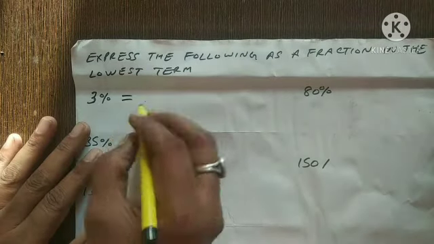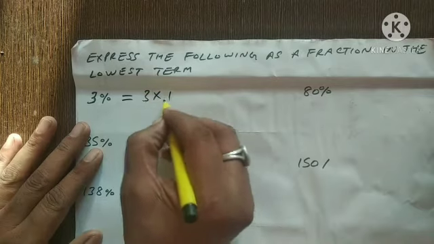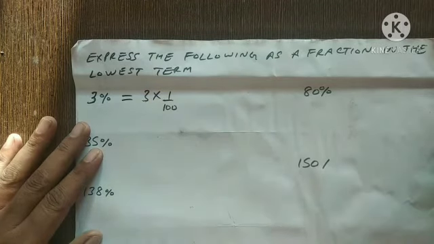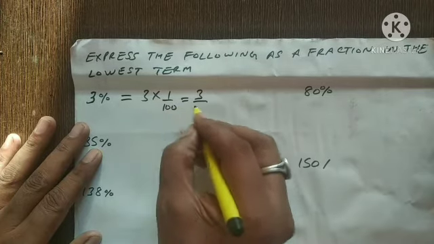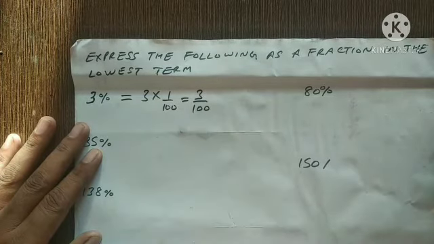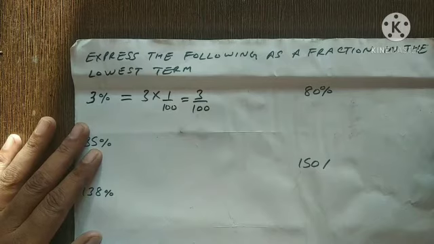This is 3%. 3 multiply 1 over 100. Okay student, now 3 multiply 1 is 3, and 100 is in the denominator, so this is 100. The answer is 3 by 100.